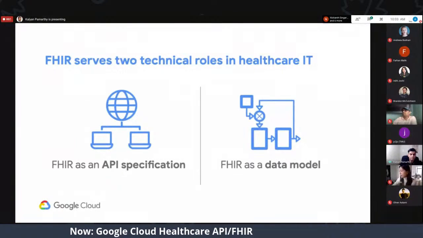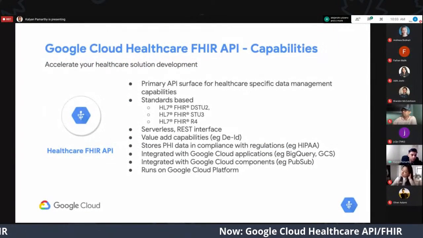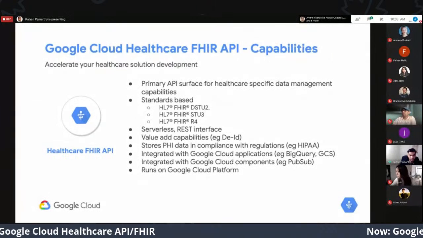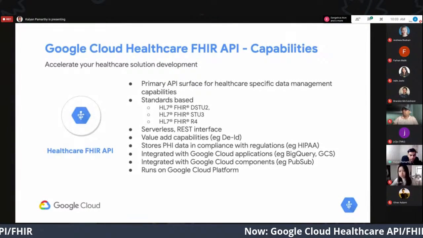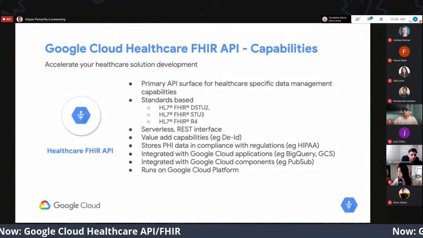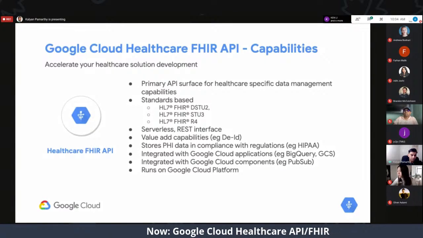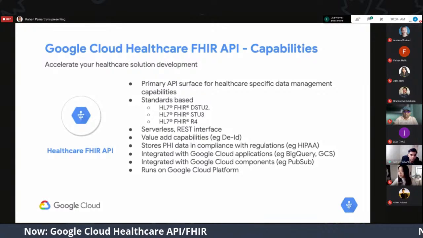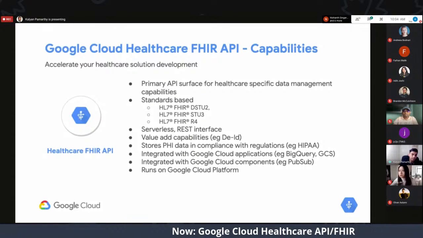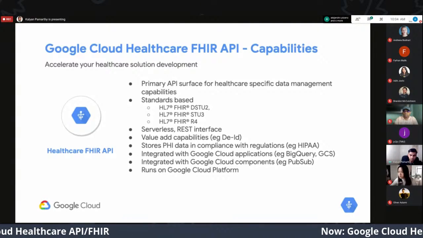I just talked about this. So we support FHIR both as a data model, but also an API specification. So we support all the three widely used versions of FHIR, R4, STU3, and DSTU2. We provide a completely serverless managed services environment. So this is, once you click and set up the HealthKit API, all of your data is securely managed in the cloud. You do not have to worry about getting Docker images, running them, or setting up your own virtual machines, running and managing your infrastructure. This is a completely serverless environment.